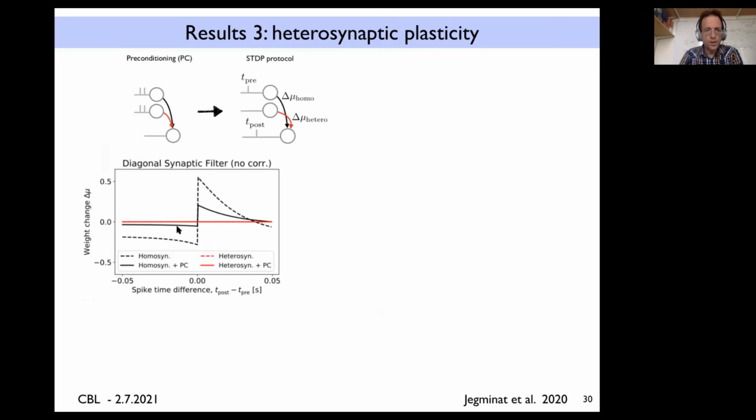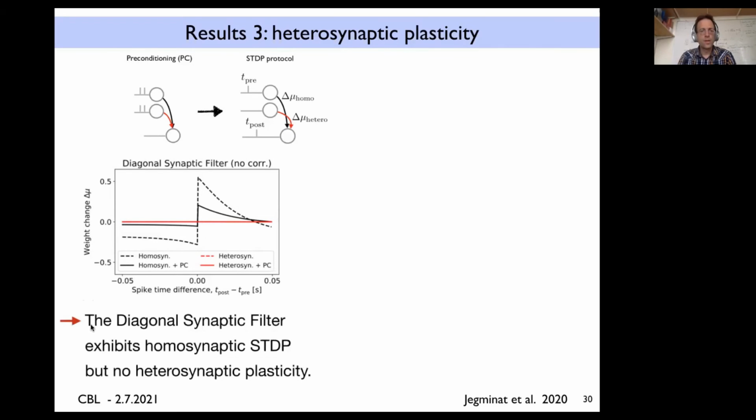you have depression. But if you consider the diagonal synaptic filter, there's no heterosynaptic plasticity. So in red here, nothing will change for this connection. The diagonal synaptic filter exhibits homosynaptic STDP, but no heterosynaptic plasticity.